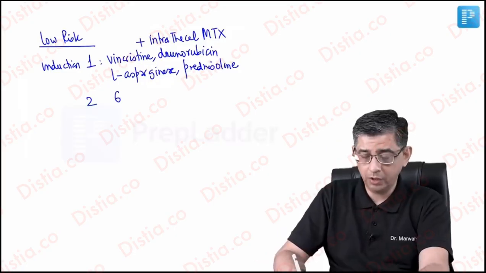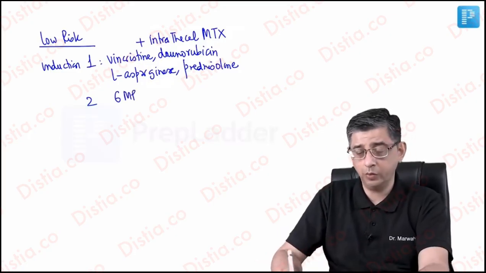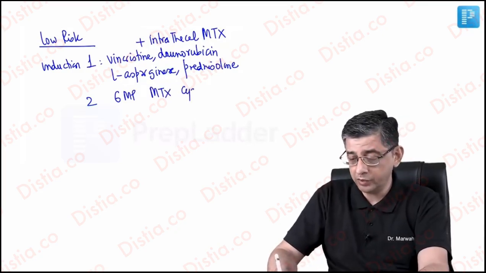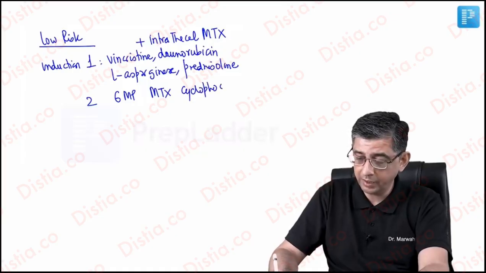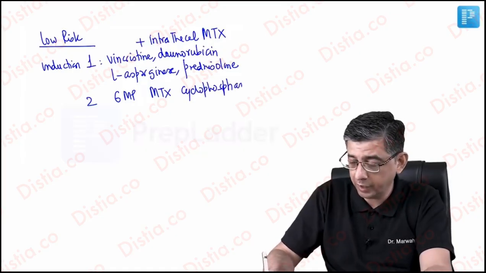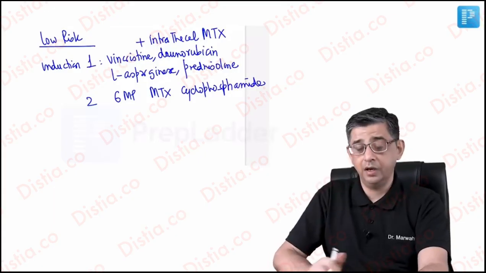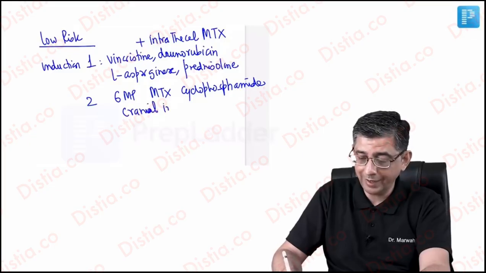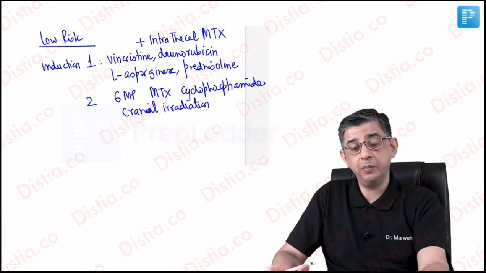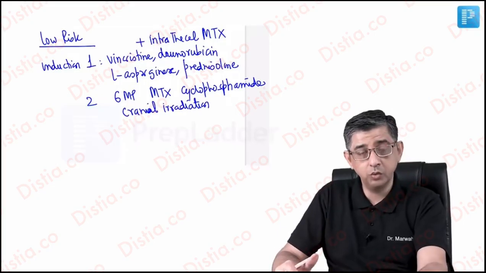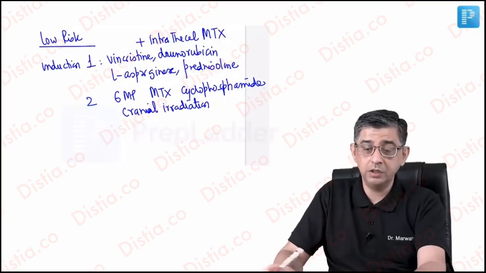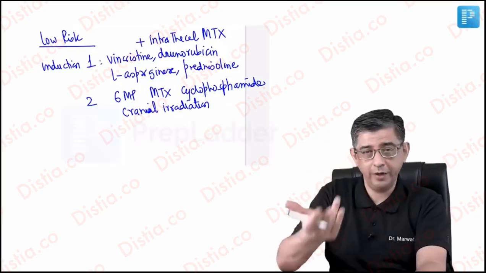In induction 2, the drugs which are used are 6-mercaptopurine, methotrexate, and cyclophosphamide. This cyclophosphamide is an alkylating agent and contributes to the side effect of hemorrhagic cystitis. Along with this, cranial irradiation will also be used. So in your pediatric wards, you would have seen a lot of bald children. And because these bald children might be made fun of by other children, maybe at school or maybe their own brothers and sisters, you would be encouraging either the mother or the father to shave off their head also.